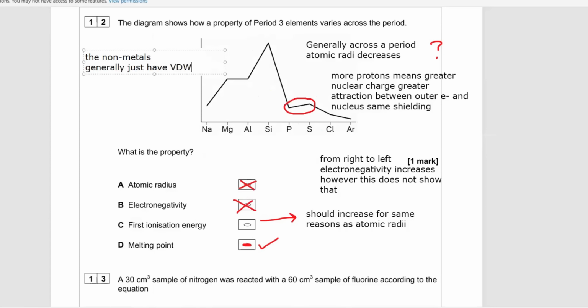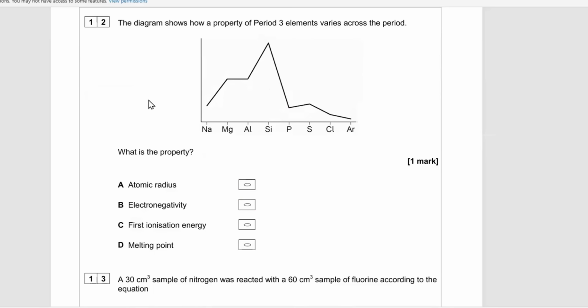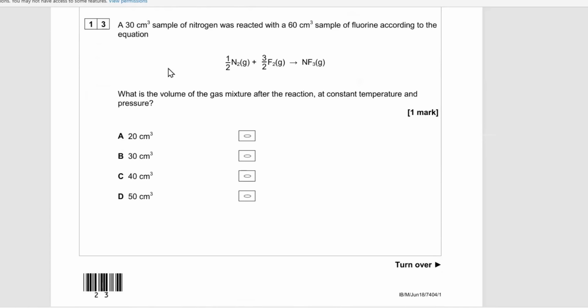But we have a slight little jump here. We have a slight difference. So we'd expect that. So the melting point's the correct answer. But we've got this slight difference between sulfur and phosphorus that is kind of not expected. You'd expect sulfur to have a lower melting point than phosphorus going across the non-metals, but sulfur is slightly bigger, so it has stronger Van der Waals forces because sulfur forms S8, etc.